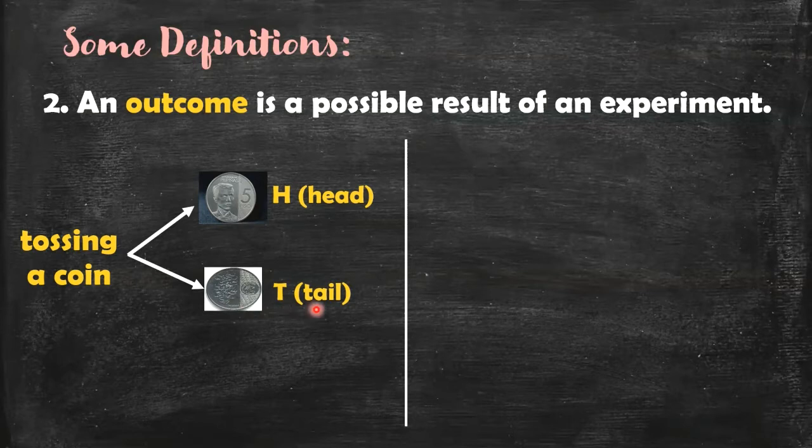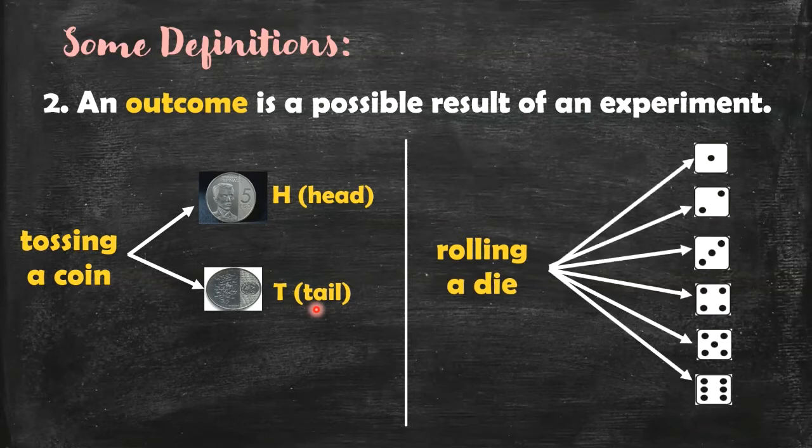So let's have another random experiment, rolling a die. Here, ano yung mga possible outcomes ng pag-roll ng isang die? Again, you don't have to draw. Hindi nyo kailangang i-draw yung 1 dot, 2 dots, up to 6 dots. It's okay to just write numbers. Alright? So that's how you list down outcomes.